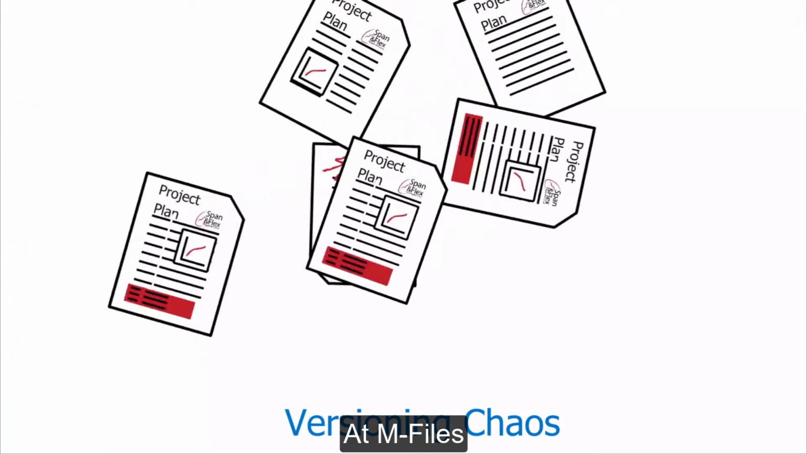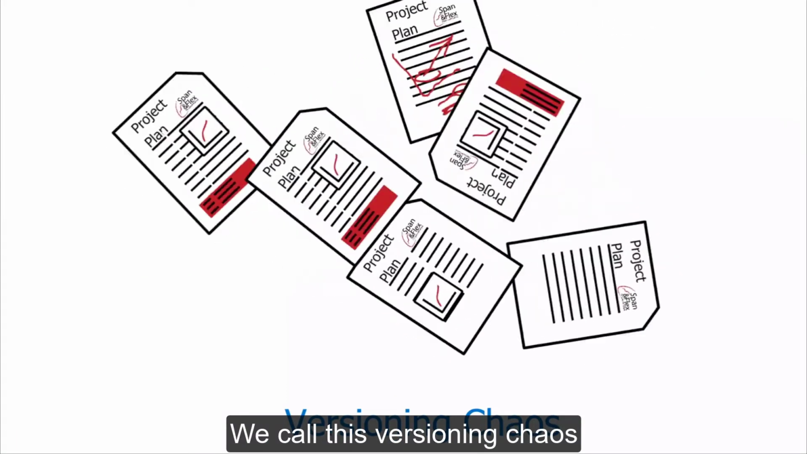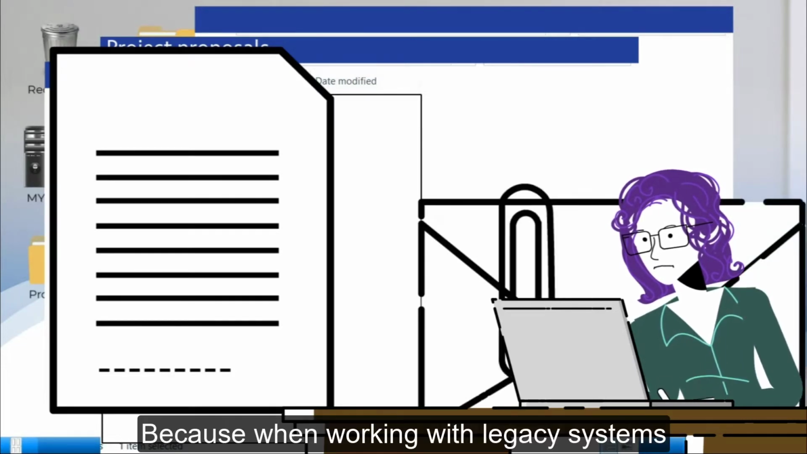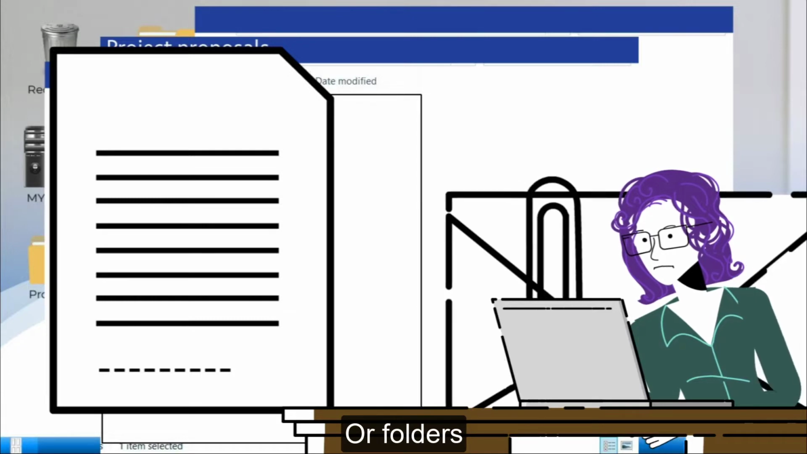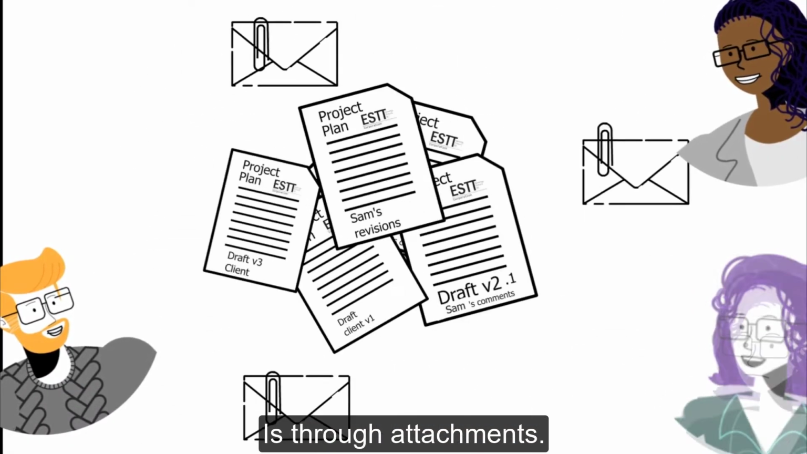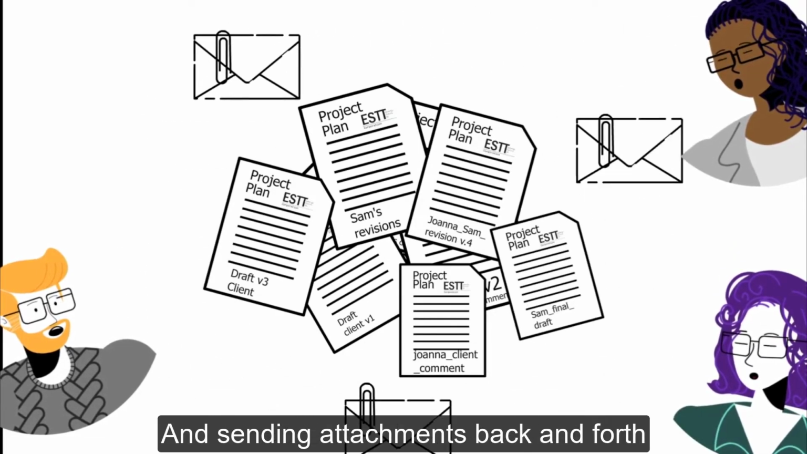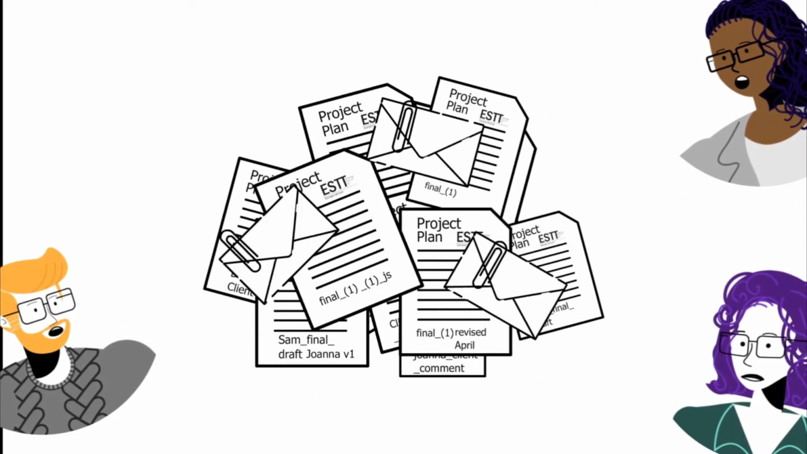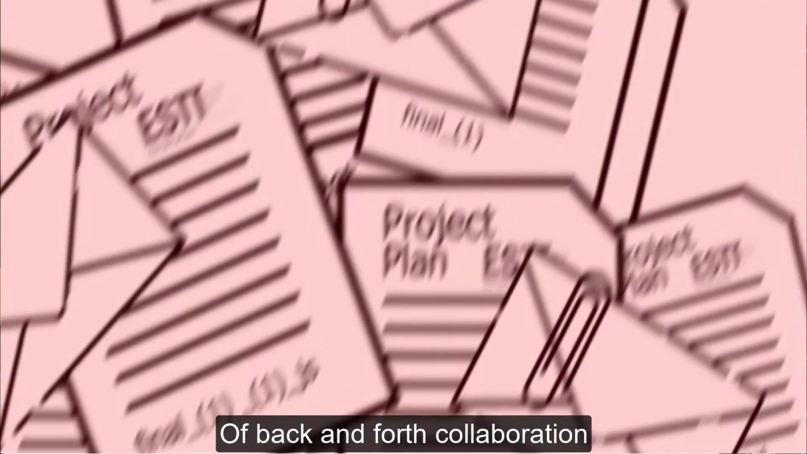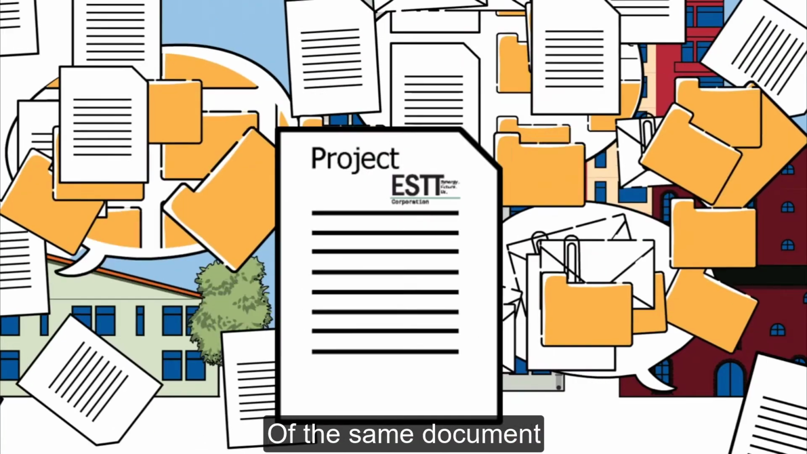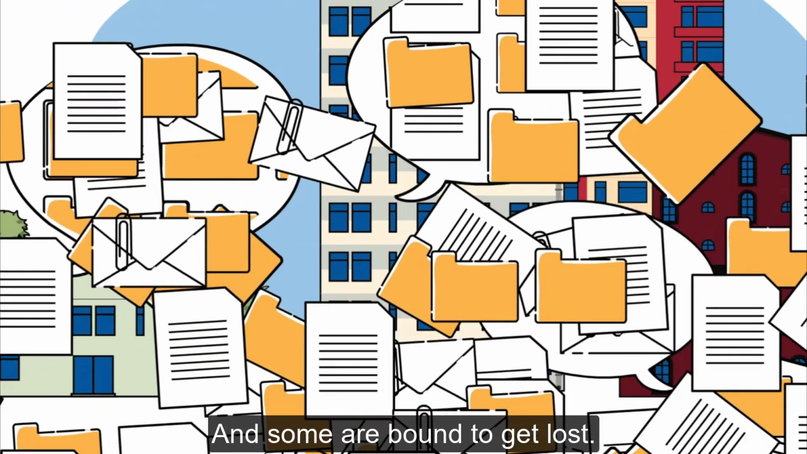At M-Files, we call this versioning chaos, and it's a typical issue that arises when collaborating on documents. Because when working with legacy systems or folders, one of the main ways people share documents is through attachments. And sending attachments back and forth is a recipe for versioning disaster. After many rounds of back and forth collaboration, there will be multiple copies of the same document, and some are bound to get lost.